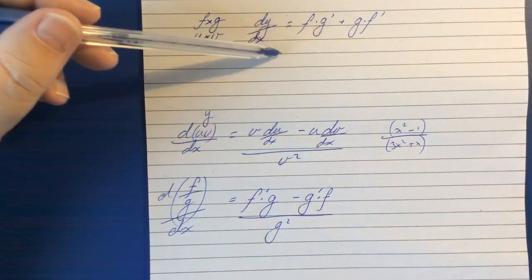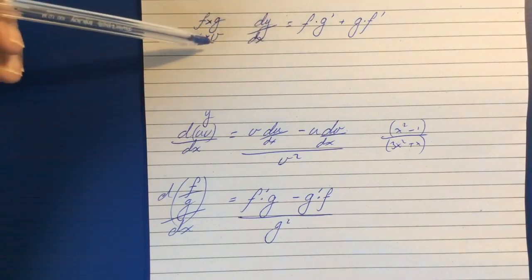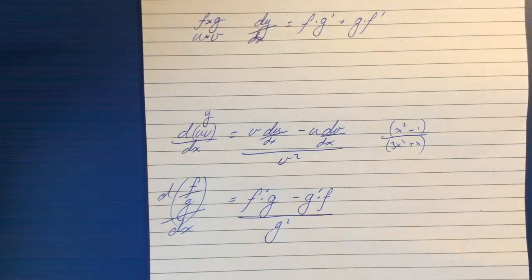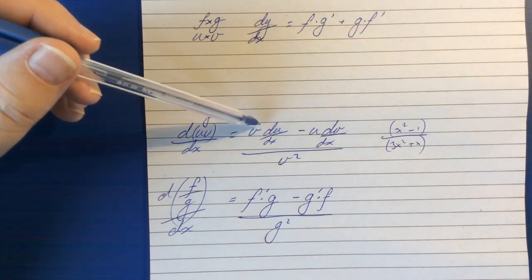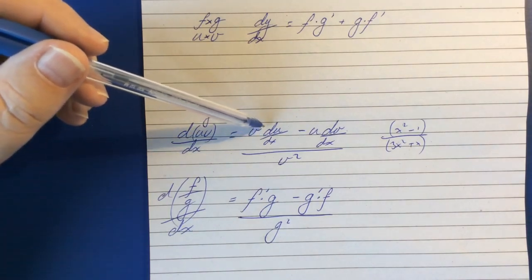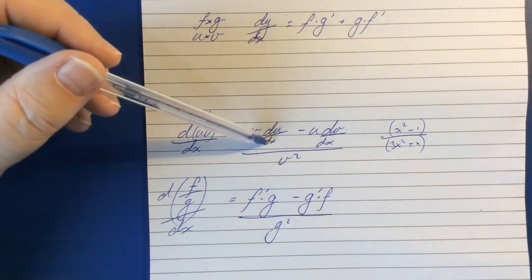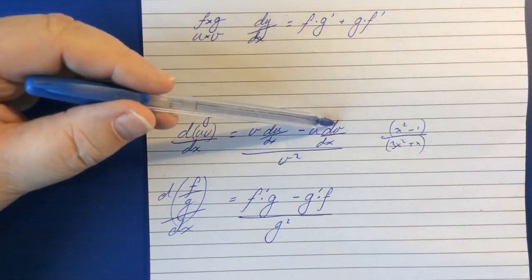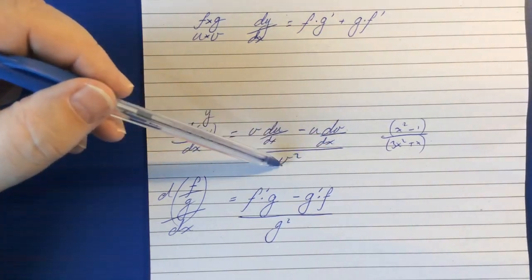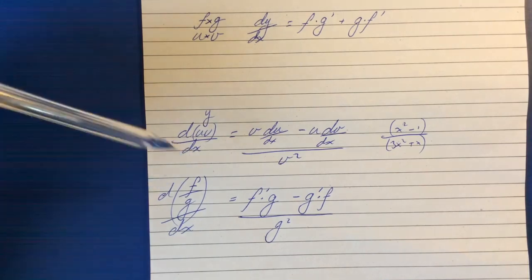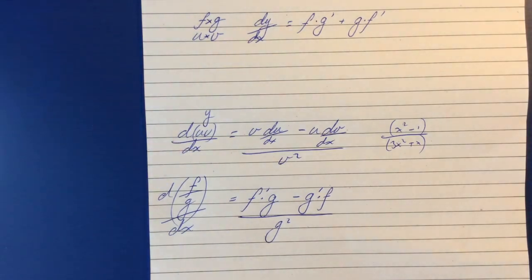Order is not terribly important when it comes to the product rule because we're multiplying and adding. Order is important here because we are subtracting. So it's v du on dx minus u dv on dx all over v squared. Now, we can abbreviate that into something that, again, maybe is just easier to remember and slightly easier to work with.